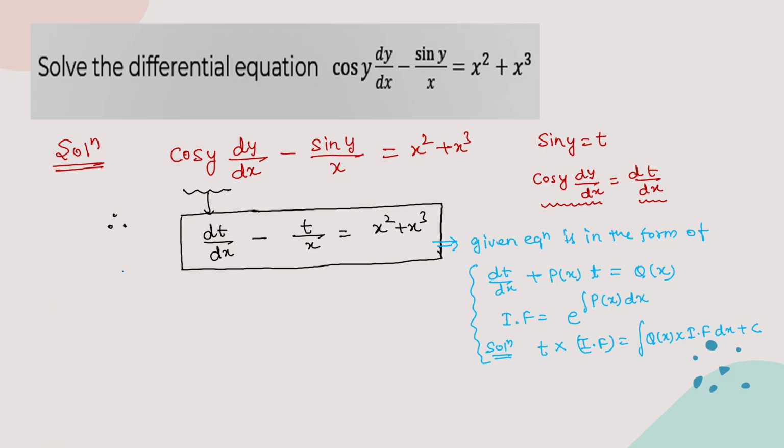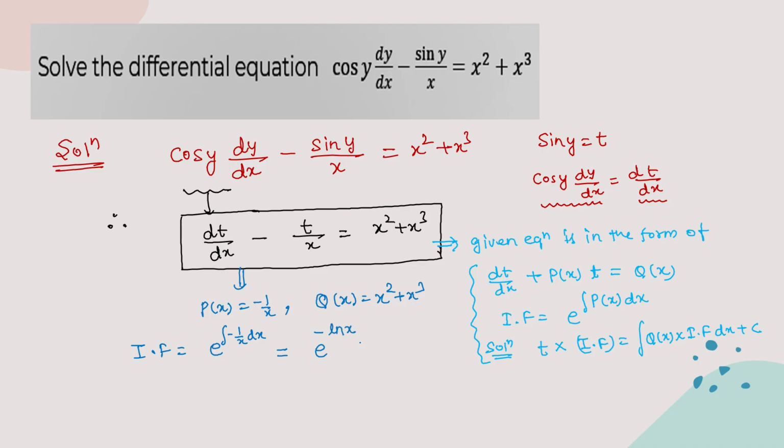So from here we can say that p of x is given as minus 1 by x, and q of x is equal to x square plus x cube. So quickly find out the integrating factor. That will become e to the power integral of minus 1 by x dx, and you know that the integration of 1 by x is ln x. Okay, so e to the power negative of ln x.